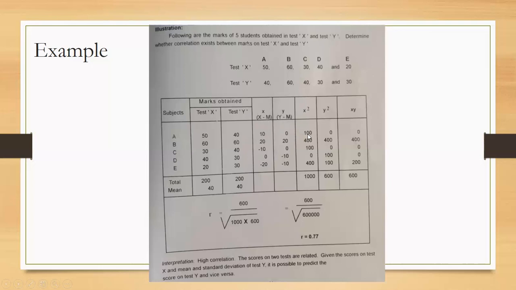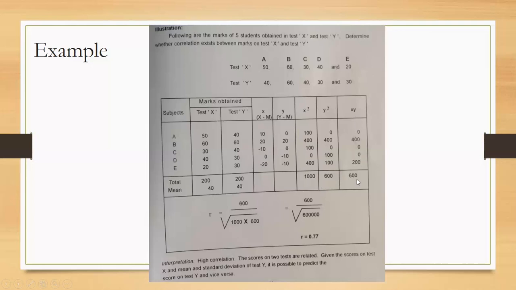So 10 squared is 100. 20 squared is 400. 10 squared again, minus 10 into minus 10. As you may already know, minus into minus gives you a positive, so you get plus 100. Like this, I calculate x square and y square, and I total them as well. Okay, x square and y square I have totaled.